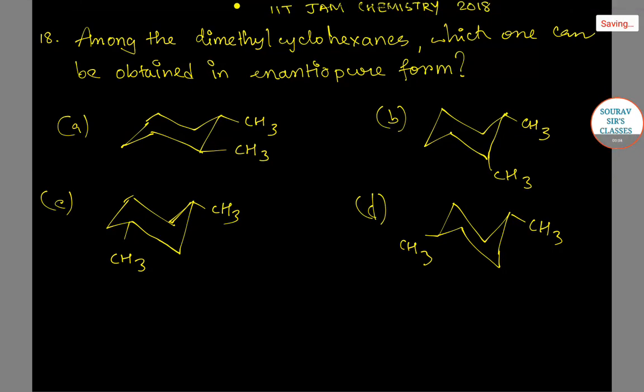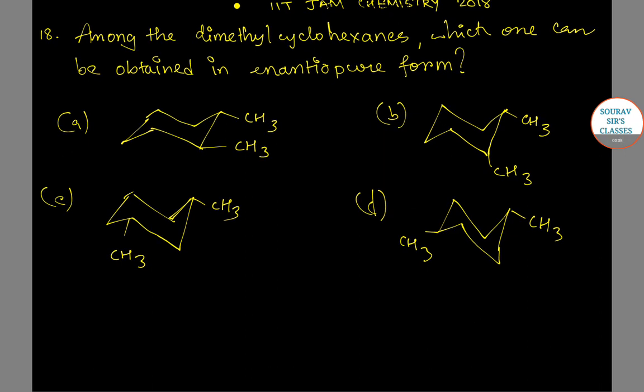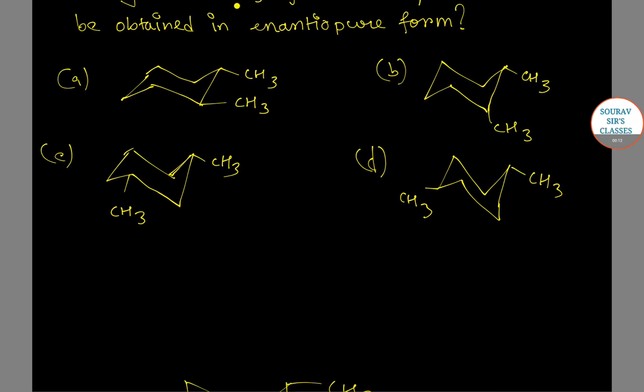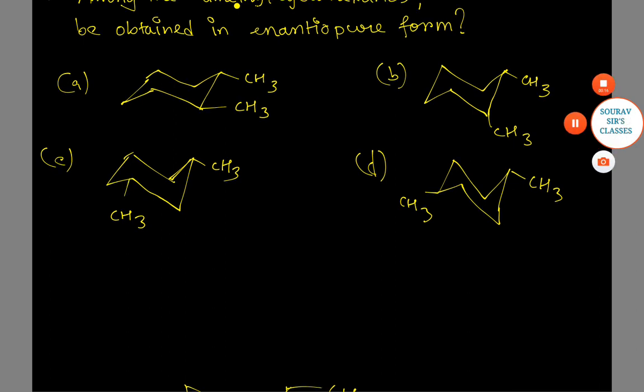Today we will be talking about IIT JAM Chemistry question from 2018. So we will start with question number 18. Among the dimethyl cyclohexanes, which one can be obtained in enantiopure form? And we have 4 options given to us. So we have to choose from these 4 options.